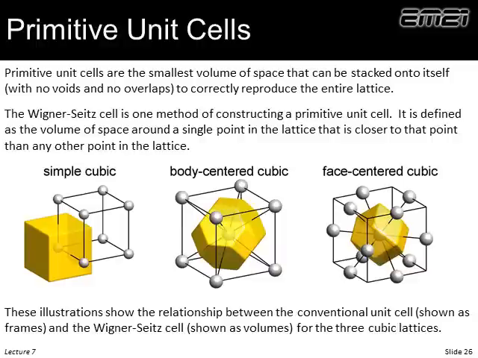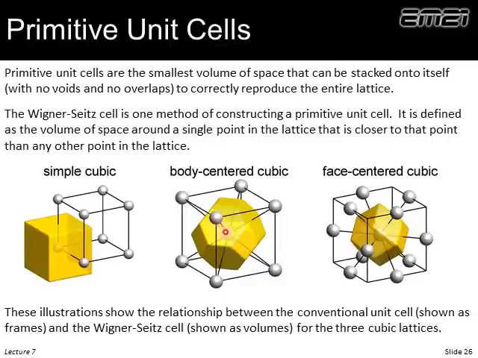So what we're going to do is look at the Wigner-Seitz cell, which is just one way of constructing a primitive unit cell. What I'm drawing here are the conventional unit cells drawn as black bars and the gray spheres. We'll pick one of these sites in the lattice, one sphere, and we will construct the volume of space that is closer to this point than any other point in the lattice. That volume of space I've drawn in yellow here. It makes maybe a little bit more sense if we look at the body-centered cubic, where we want the volume of space that's closer to this site than any other site in the lattice.